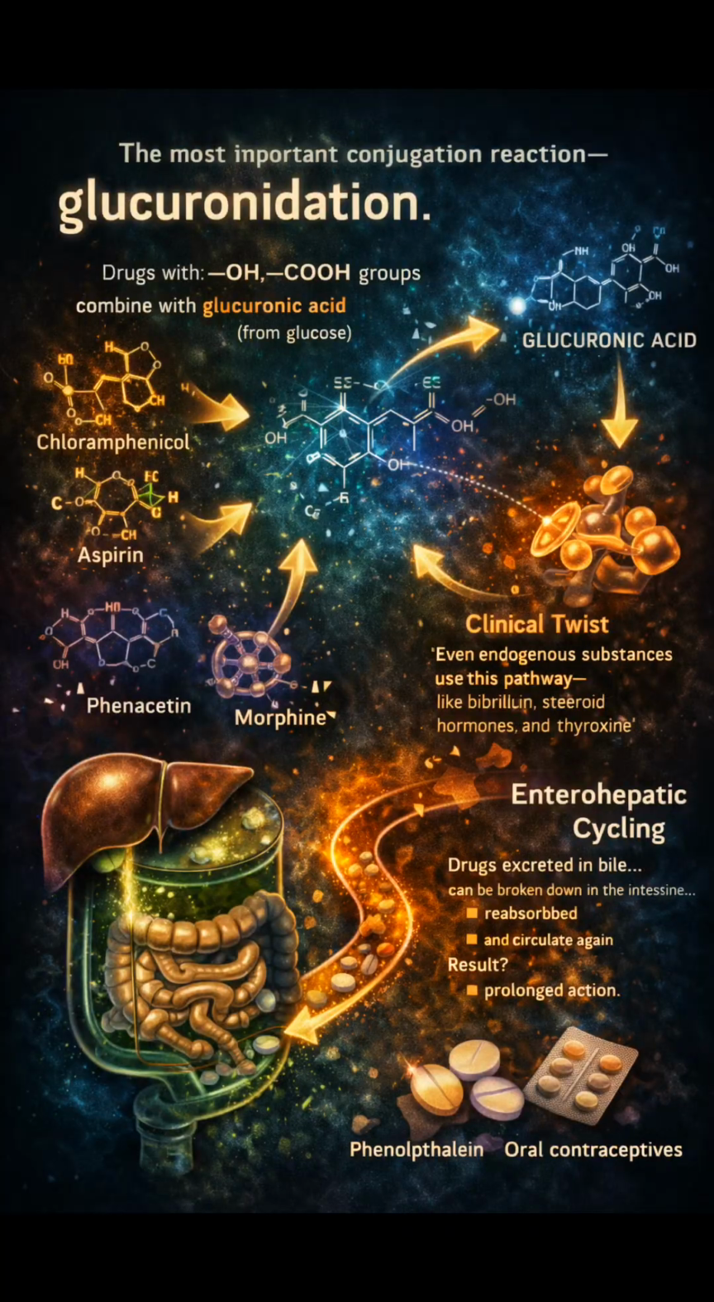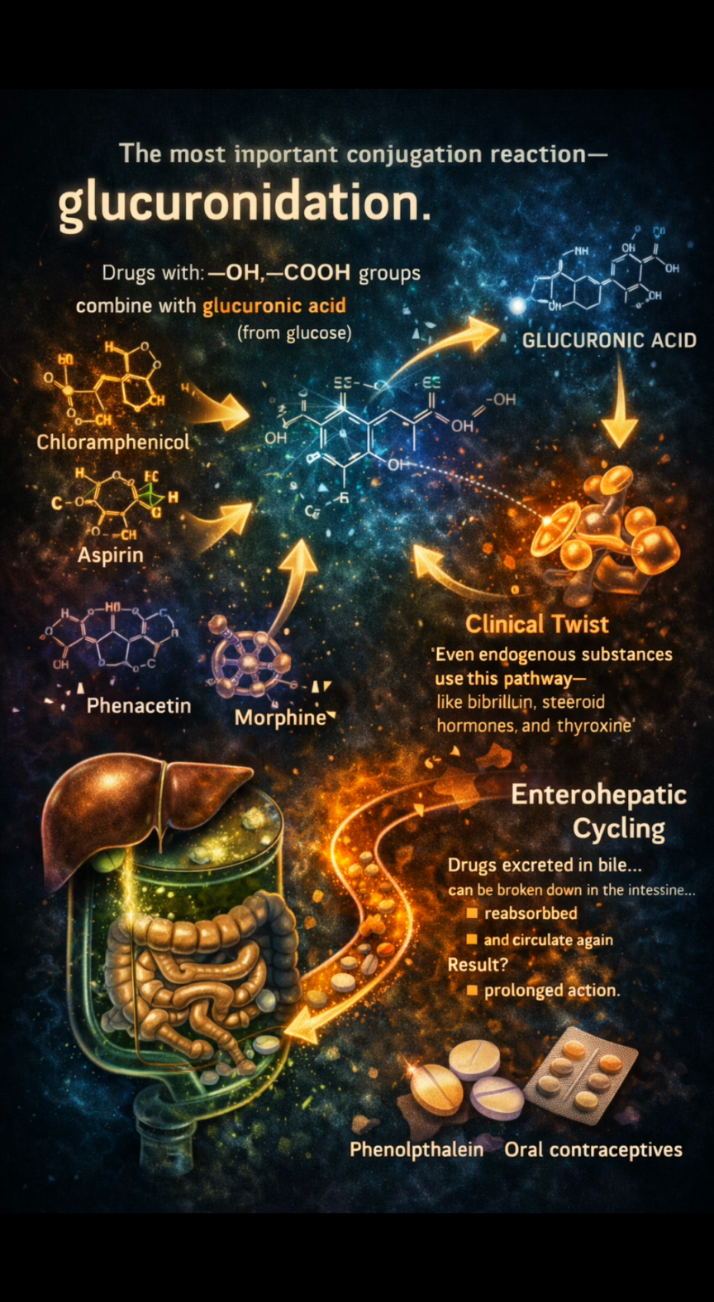The most important conjugation reaction is glucuronide conjugation. Drugs with hydroxyl and carboxylic groups combine with glucuronic acid. For example, chloramphenicol, aspirin, phenacetin, morphine, metronidazole, etc. In this group, there is a clinical insight. Even endogenous substances use this pathway, like bilirubin, steroid hormones, and thyroxine.